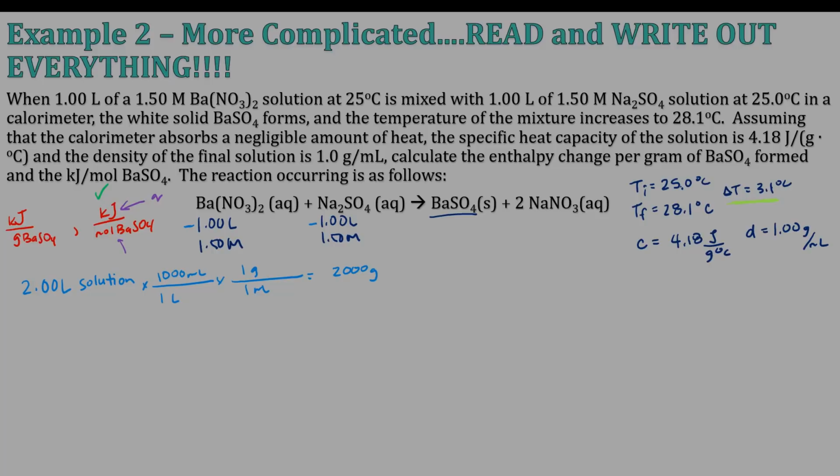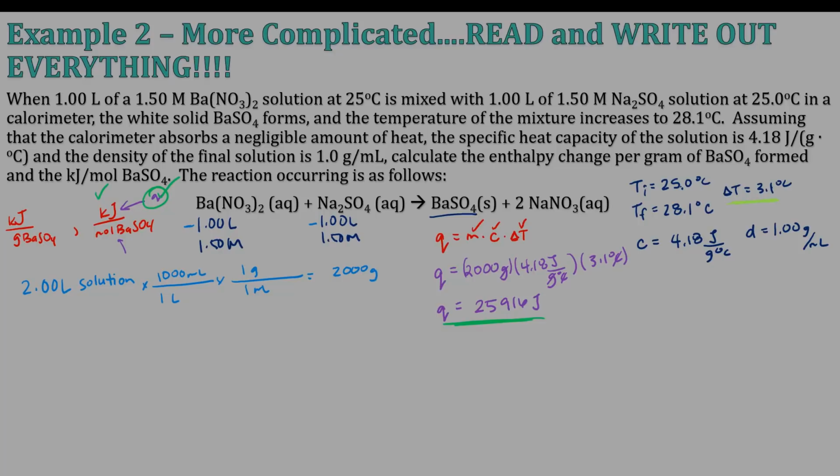And then to find heat, Q is equal to mass times C times delta T. So I have my delta T, I have my specific heat, and I have my mass, so I'm just going to plug those in. So my Celsius cancels, my grams cancel. What I end up getting for Q is 25,916 joules of heat. So I have my Q right here. That one's done. So now I just need to find moles of barium sulfate.